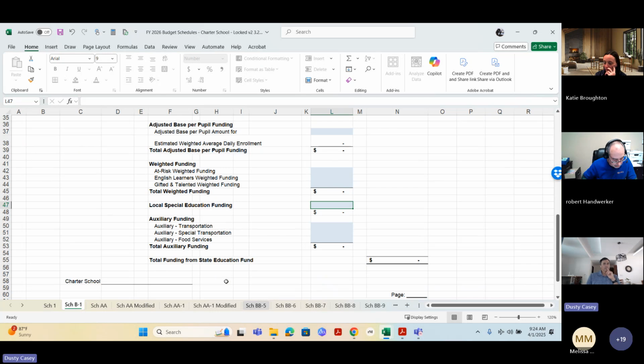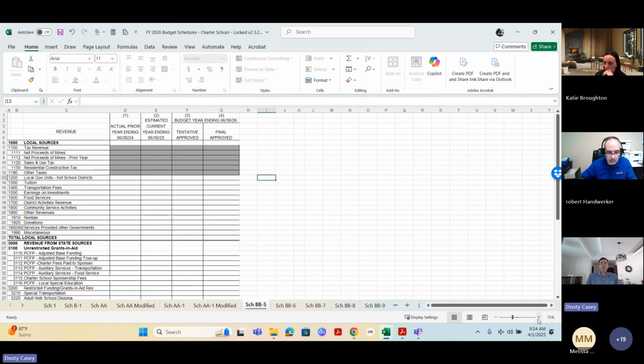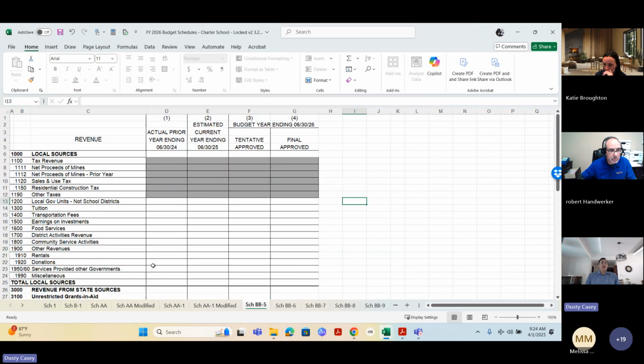Okay, we're going to skip these AA tabs, these AA modified, AA1 and AA1 modified, and go to schedule BB-5. This is where these B schedules are very similar to the standard budget workbook we've all been using for years. This should look familiar, and you should jump to here and fill this in, and then we'll go back to those A schedules that are summary schedules, okay?